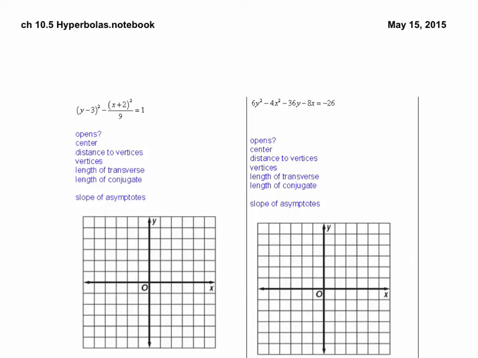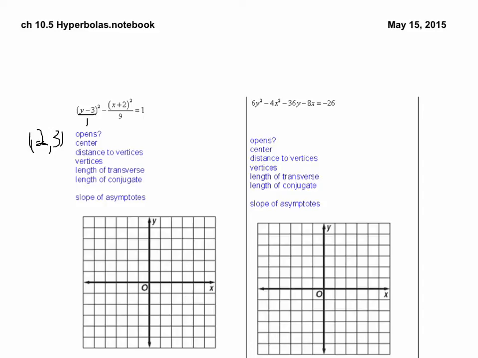Okay, to graph this one, there's a shift in the center, so you need to think of this as actually being over 1, and then everything else is the same as what we did before. The center is going to shift to negative 2, 3. Notice that we did the x coordinate first, even though it came second in the equation, and then we did the y. The distance to the vertices is going to be along the positive part of this.